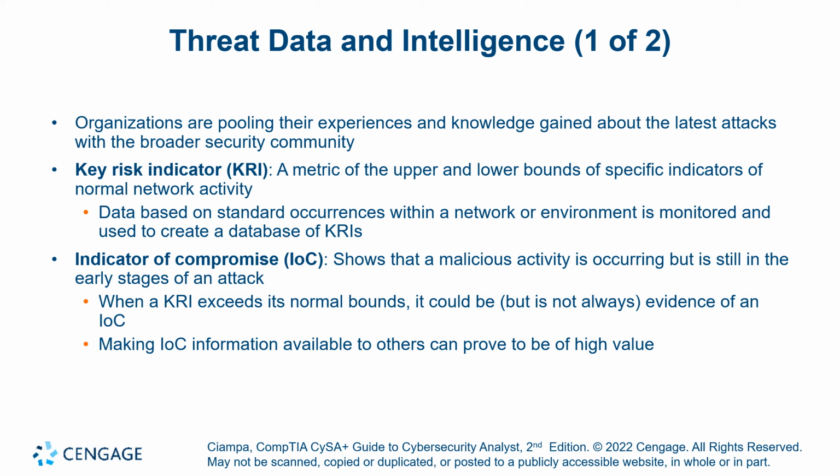Indicator of compromise, or IOC, shows that a malicious activity is occurring but is still in the early stages of an attack. When a KRI exceeds its normal bounds, it could be, but not always, evidence of an IOC. Making IOC information available to others can prove to be of high value. So why do you think that's of high value?